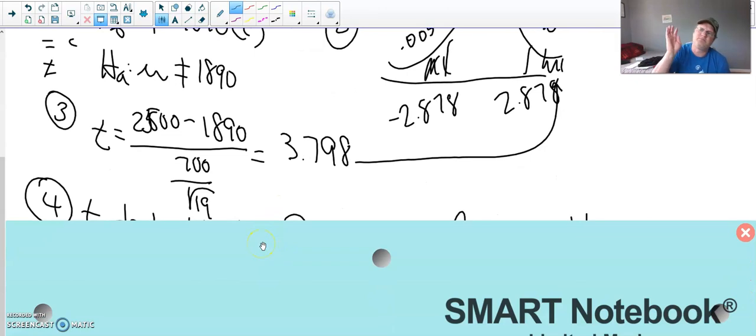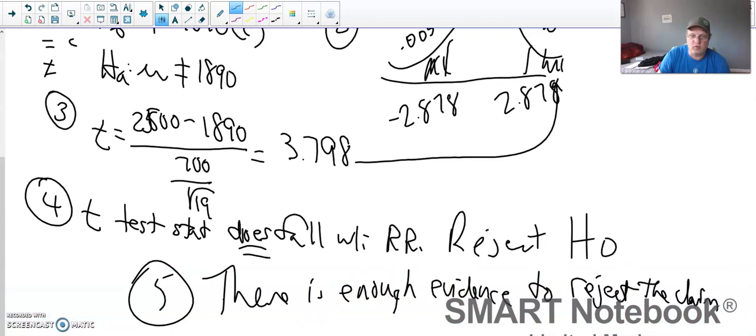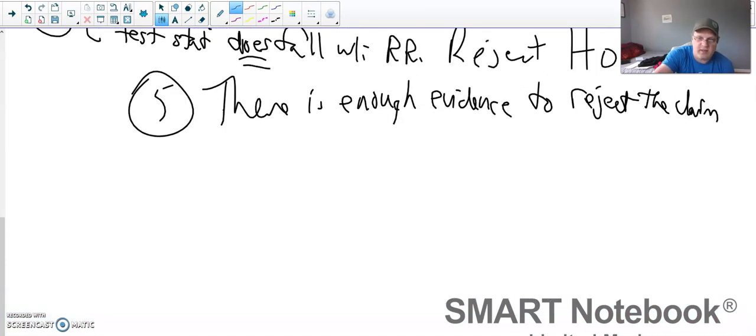If I'm going too fast, pause it, stop it, whatever. The t-test statistic does fall within the rejection region. Since it falls in the rejection region, you reject the null hypothesis. That's what you have to tell me. Then you go look and see your conclusion. The conclusion states there is enough evidence to reject the claim. That's it. Those are 2 examples.